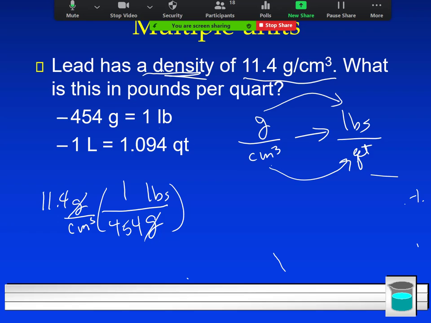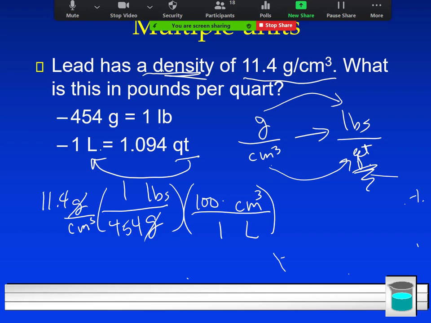So I fixed the top. Now all I have to do is fix the bottom. Well, what I want to get rid of is centimeters. Actually, I want to get rid of centimeters cubed. And I need to get to quarts. Well, quarts I'm going to get from liters. And liters I can get from centimeters cubed because I remember that silly fact about liters and centimeters cubed, that 1 liter is 1,000 centimeters cubed.